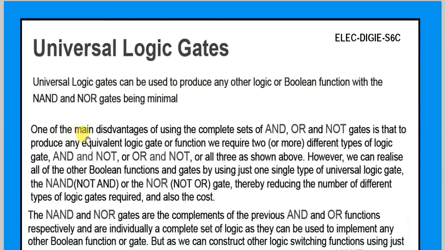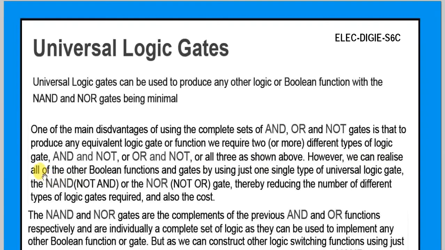One of the main disadvantages of using the complete set of AND, OR and NOT gates is that to produce any equivalent logic gate or function, we require two or more different types of logic gate. This is a limitation: different types of logic gates are required, like AND and NOT, or OR and NOT, or all three as shown above. These are the basic logic gates.